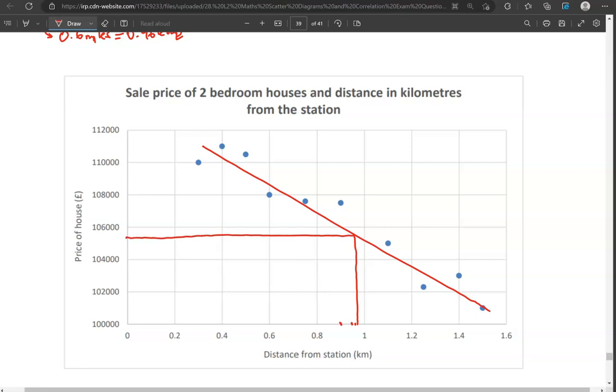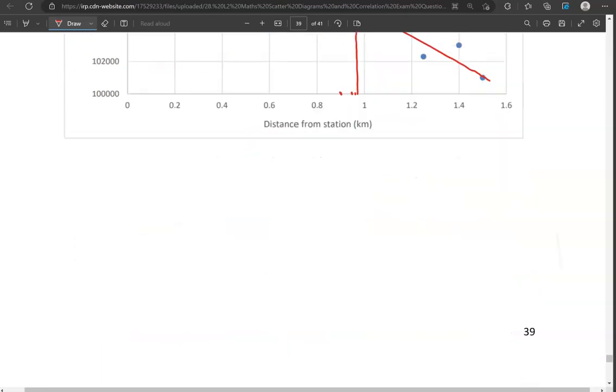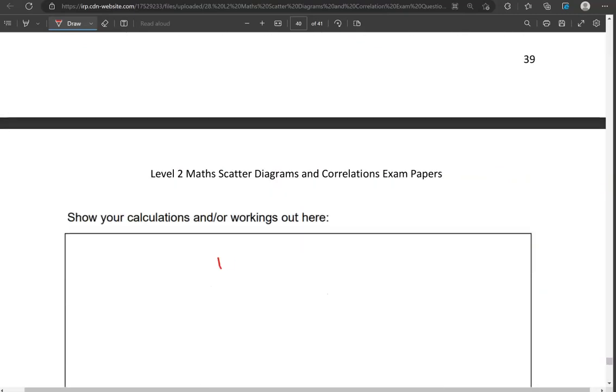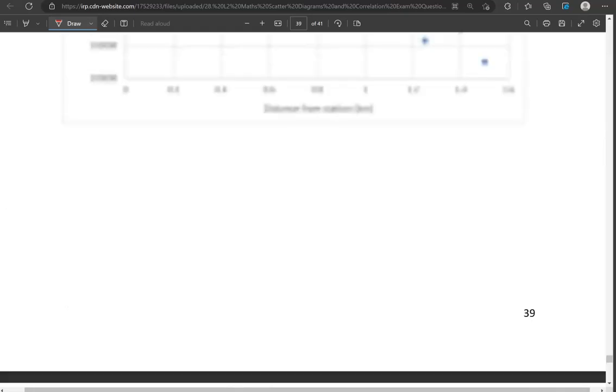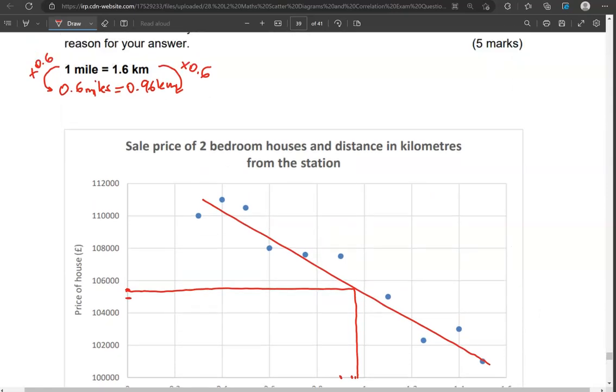So it's in between 104,000 and 106,000. Bang on in the middle will be 105,000. So this is in between the two roughly. So what is in between 105,000 and 106,000? So that will be 105,500 pounds. So that is the price of the house.